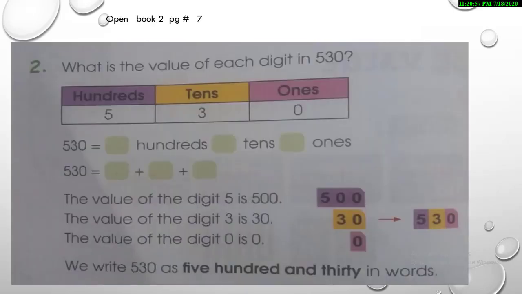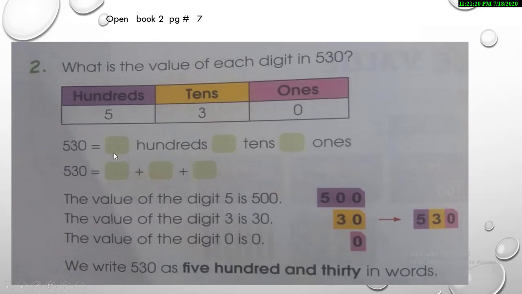Okay, now my students, what you're going to do, open your book to page number 7. And this is something that is, I think, a piece of cake for all of you. So kindly just understand and try to solve it by yourself. I'm just going to read it for all of you. Okay, what is the value of each digit in 530?